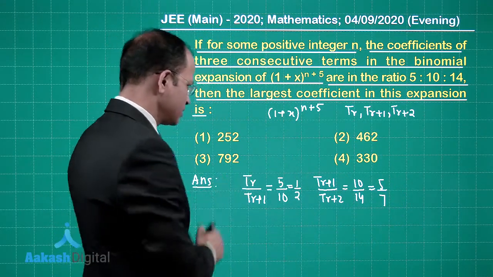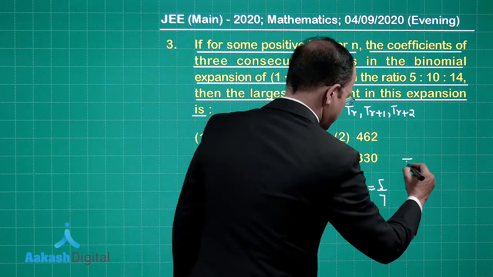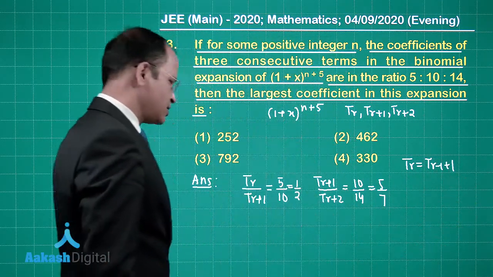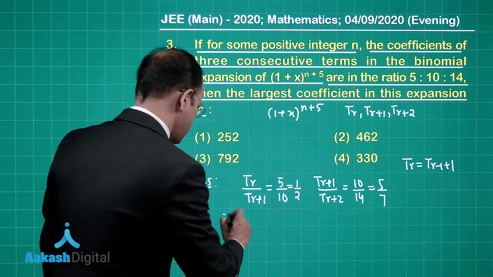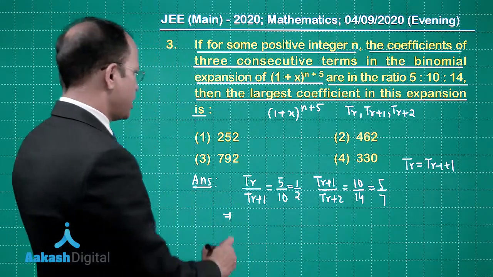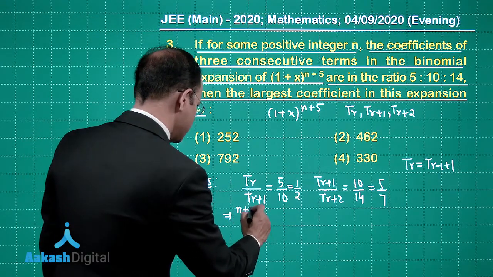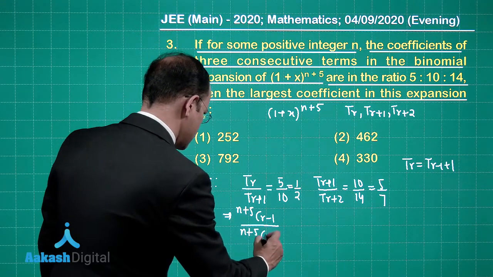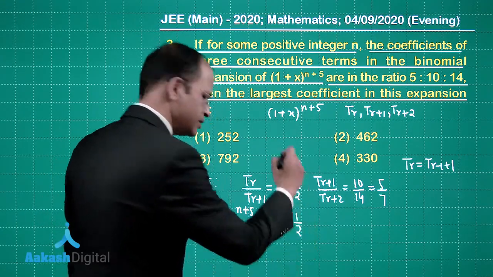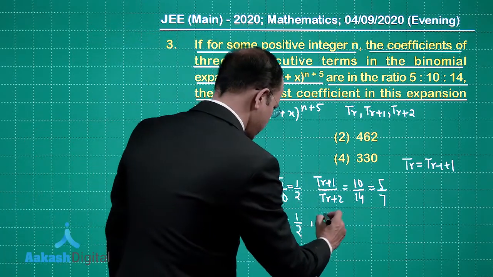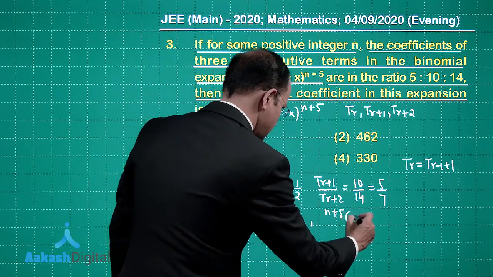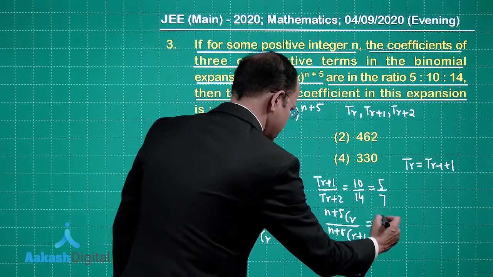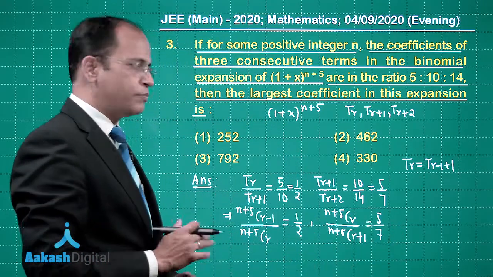Now when you say TR, TR can be written as what? If we write the general term, generally we write it as T(R minus 1 plus 1), right? Now this can be written as (n plus 5)C(R minus 1) divided by (n plus 5)CR, which is half. Now here we have (n plus 5)CR divided by (n plus 5)C(R plus 1), which is equal to 5/7. So these are the two forms we have.